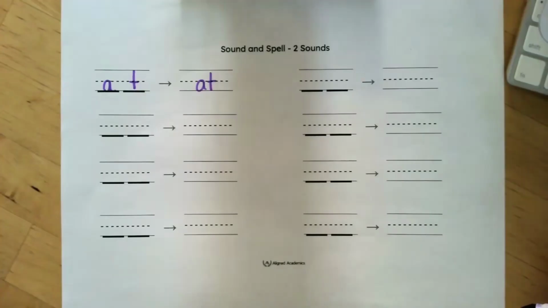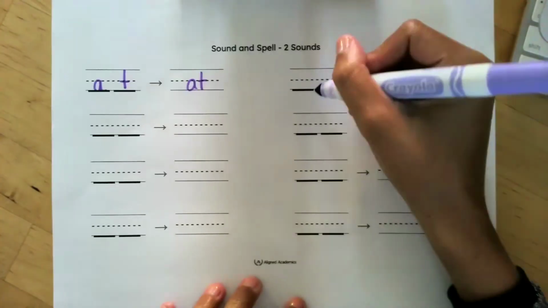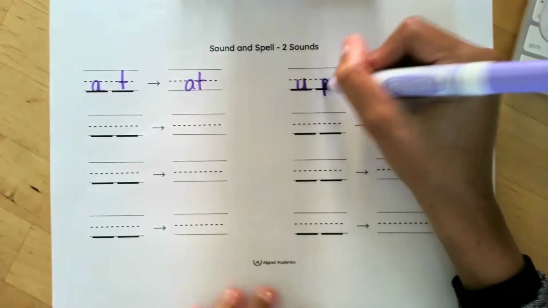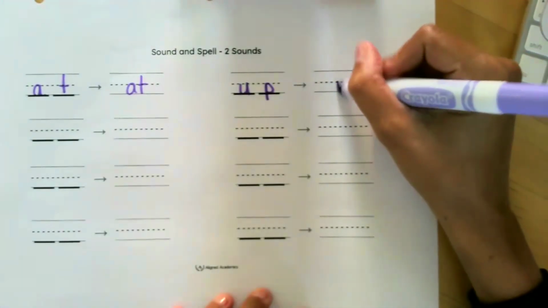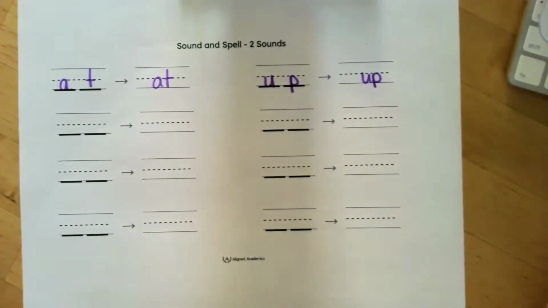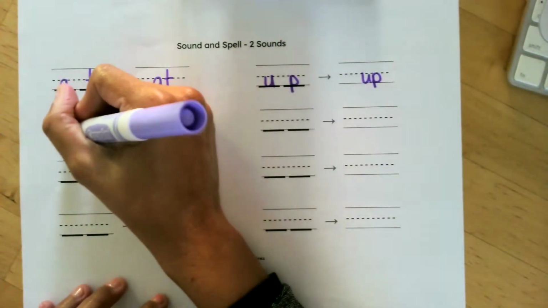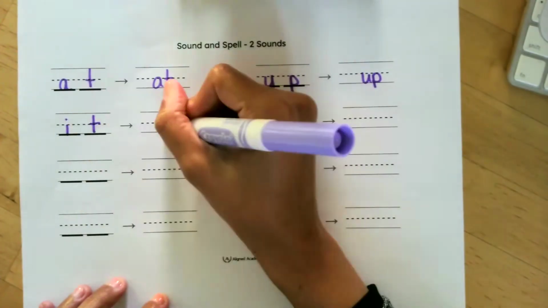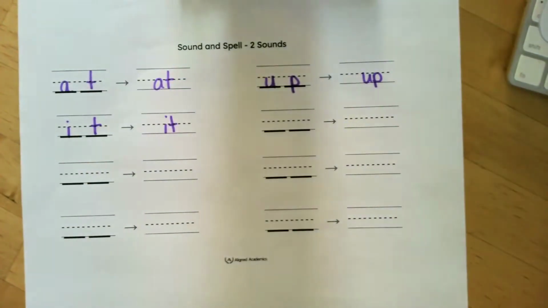Maybe you want to give them the word up next. So you'll say up. The child will repeat up. And then the child goes /u/ /p/. And then they write it again quickly. Up. And then you repeat it. Maybe you want them to spell the word it. They'll say it, /i/ /t/.